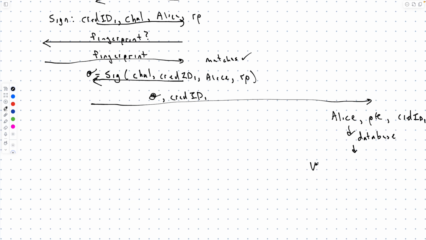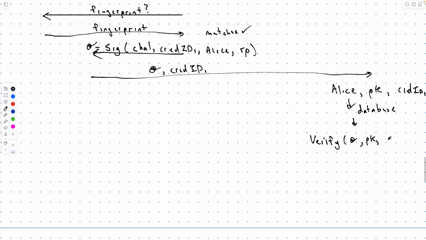And then what it will do is it will try and verify the signature. So verify this signature under PK with the message value. So the challenge, the cred ID, Alice, RP. I'll just put this in brackets. So this is the message that was signed. And it will make sure that that verifies that it's true.